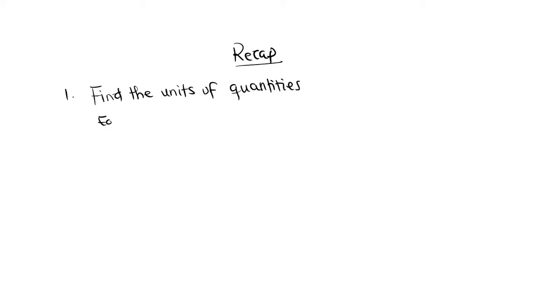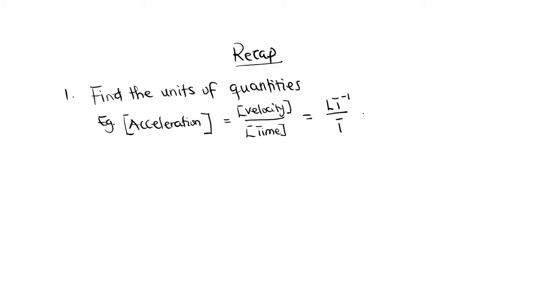So, for example, for acceleration, if we find the dimension for acceleration, which is velocity over time, we established that velocity alone is LT minus 1, all over time, which is T, and so the dimension for acceleration is LT minus 2. From this we can derive the unit.